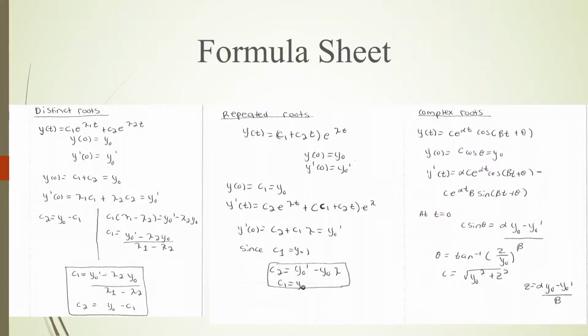Here is my formula sheet for finding the roots. For distinct roots, having C1 and C2 as the constants. For the repeated roots, having C2 and C1. And for the complex roots, which use the inverse of tangent and also finding C and Z. My script and everything that is going to be calculated throughout the script are based off these formulas.